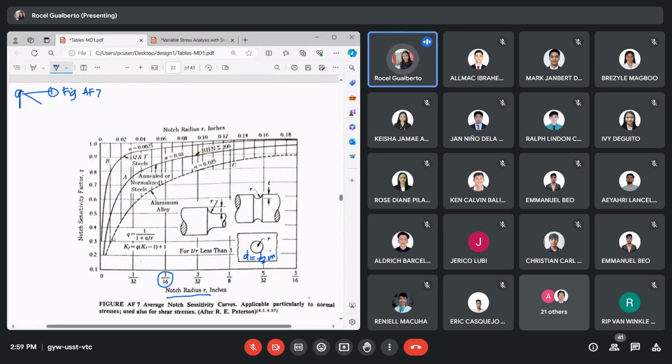One of them, the dotted or dashed one, is exclusive for aluminum alloy. But for other steels, this is what we will use. The first is for quench and tempered. For example, if the given material is 2330 water quench and tempered, you will use this. If it is annealed or normalized, then it is the second one.